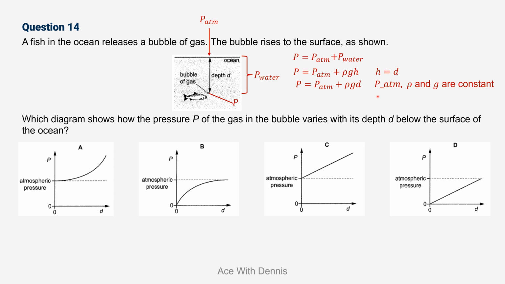So from here, we can see that the atmospheric pressure P atm, the rho, density, and the g, the gravitational force, all of them are constant. Okay, so now from this equation, you see that it is in the form of y equals c plus mx, or y equals mx plus c, which means this is a linear equation. So from these four options, C will be the correct answer because it is the graph of a linear equation.